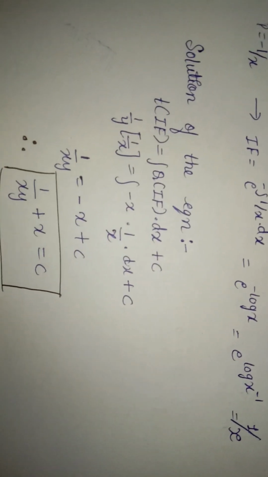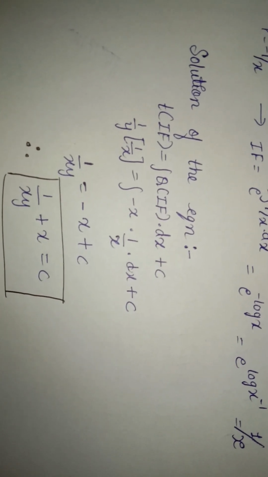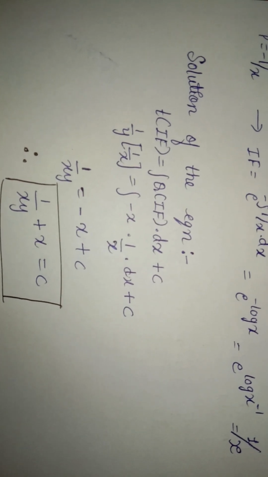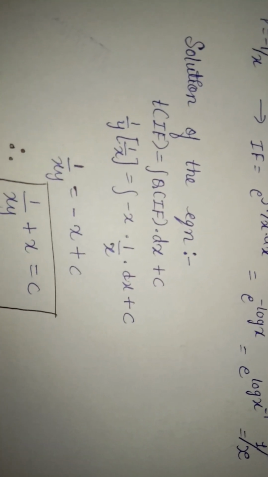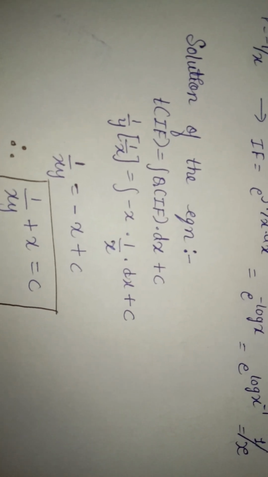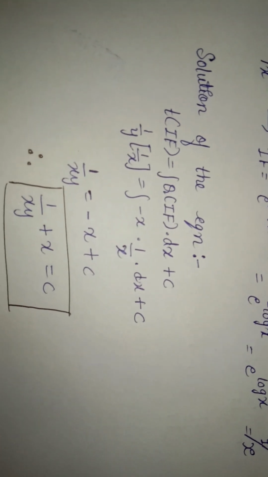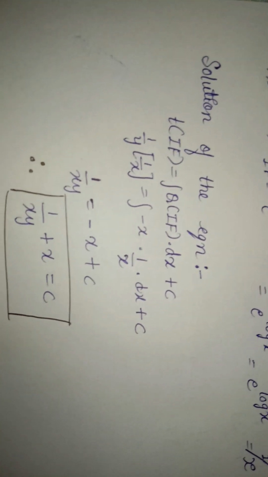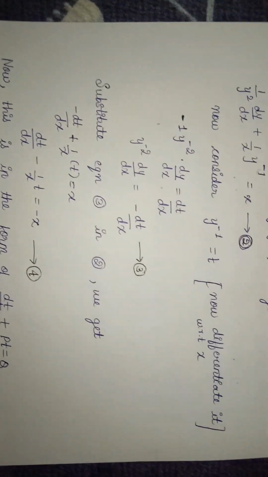Now we substitute it in the solution, which is t into integrating factor equals integration of q into integrating factor dx plus c. t, as we know, is 1 by y. So it equals q, which is minus x, times the integrating factor 1 by x, dx, plus c. So 1 by x into y equals minus x plus c. I'll take minus x to the LHS. We will get 1 by xy plus x equals c. So this is the example for nonlinear equations, or Bernoulli's equation.